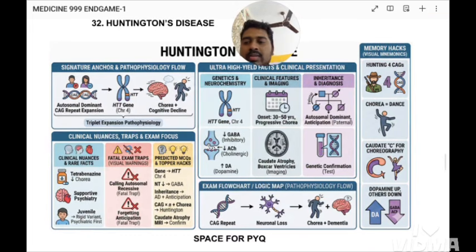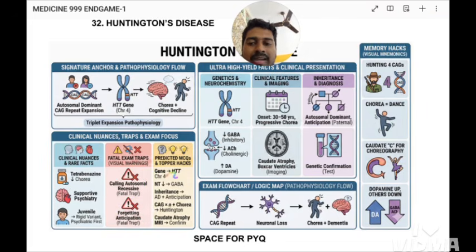So yeah, what is the treatment for this? Treatment is basically tetrabenazine. Tetrabenazine is an anticholinergic. Okay. Second is supportive care, and third, there is a juvenile form of Huntington's, which is a variant in which psychiatric symptoms come first, and then the rest of the symptoms come. So remember, it is not autosomal recessive, and there is one phenomenon called anticipation, which I have discussed.